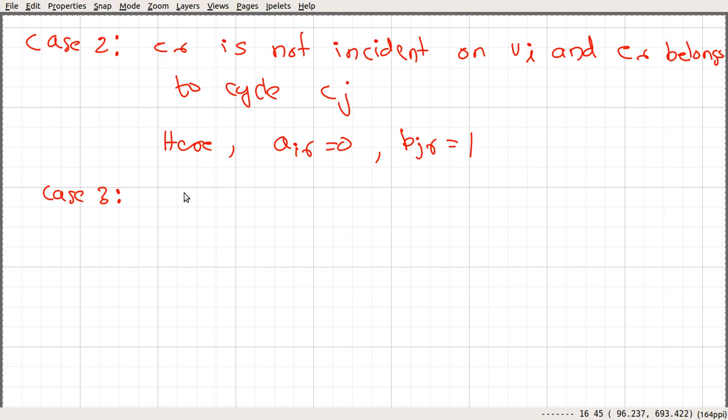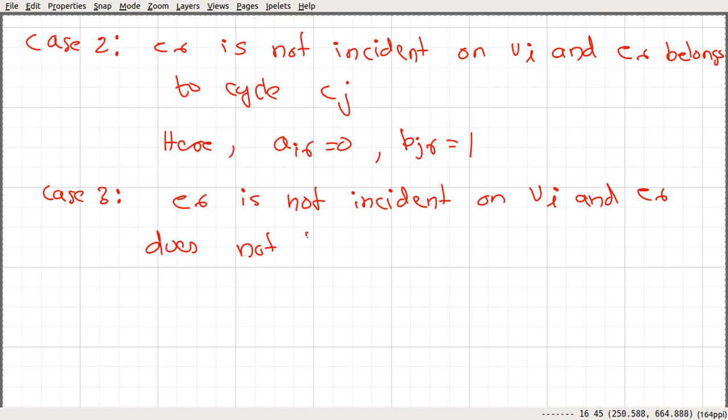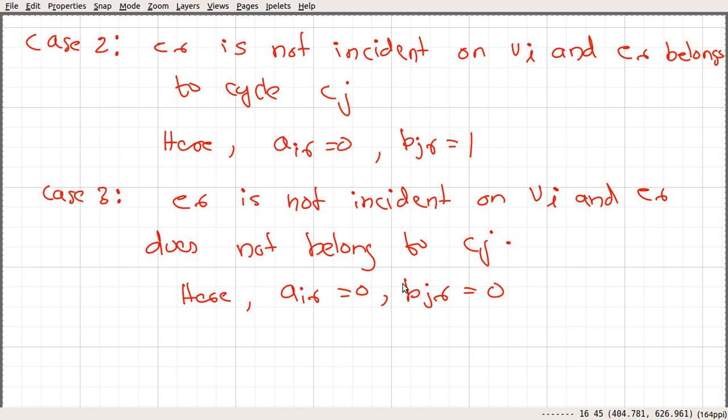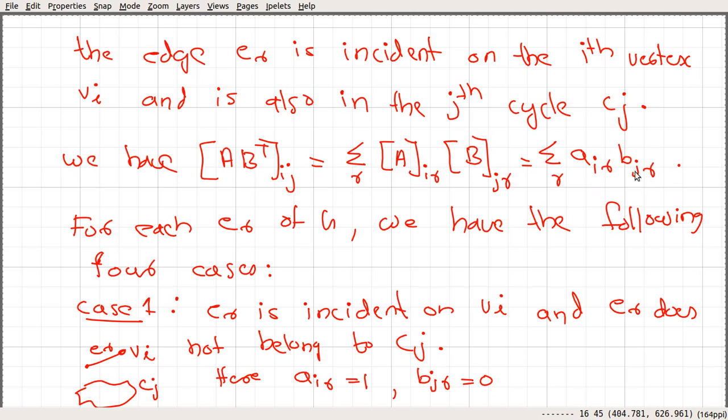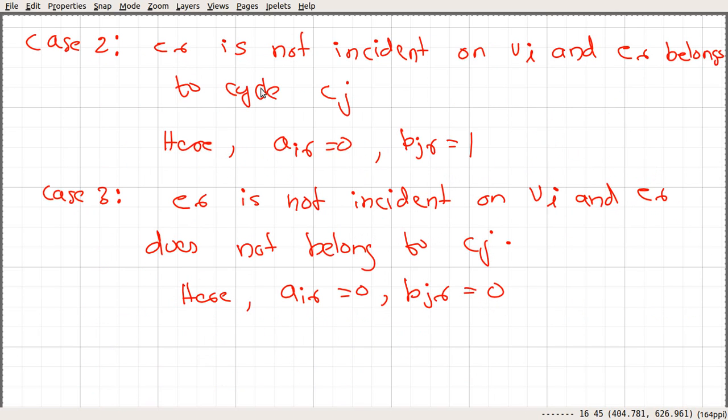So if ER is not incident on Vi and ER does not belong to the cycle Cj, in that case we can see that both AIR equal to 0 and BJR equal to 0. So the product is again 0. So this product is going to be equal to 0. And let's go and consider the fourth case.